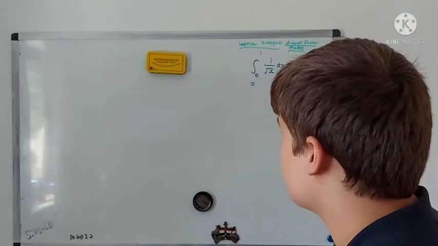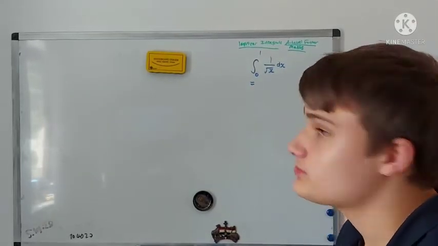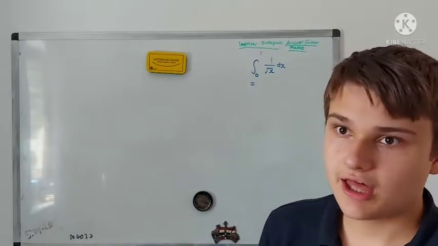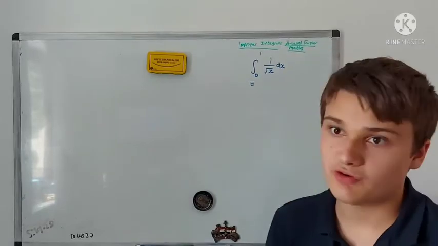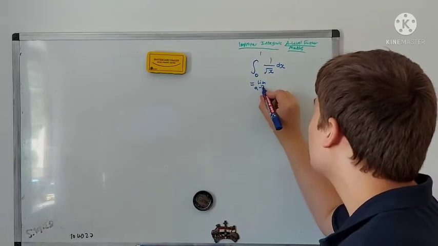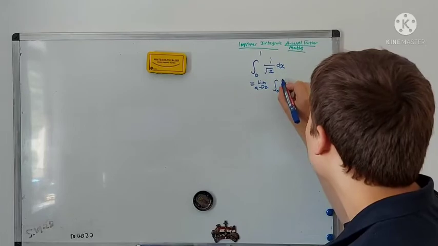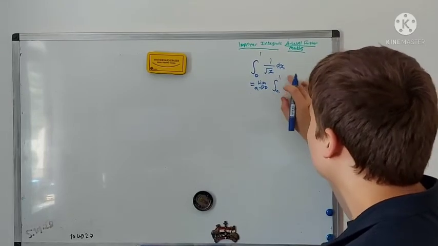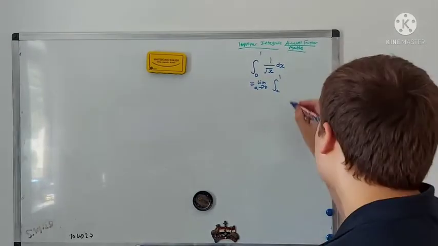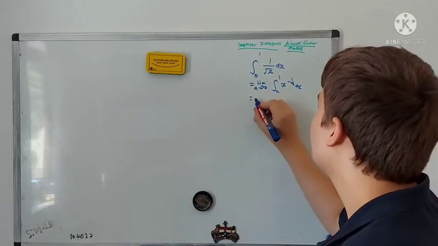Okay, here's an interesting problem. We've got the integral between 0 and 1 of 1 over square root of x in respect to x. Now, to deal with this, I'm going to have to use the same principle as I've just used. So this is equal to the limit as a will tend to 0 of the integral between a and 1 of 1 over root x. Well, let's bring it up, make it negative, so I get x to the minus a half, don't I? In respect to x, which still needs to be integrated. We'll do that now.